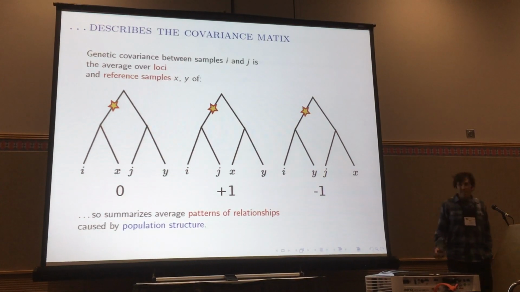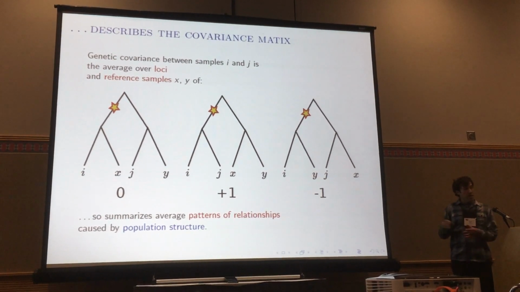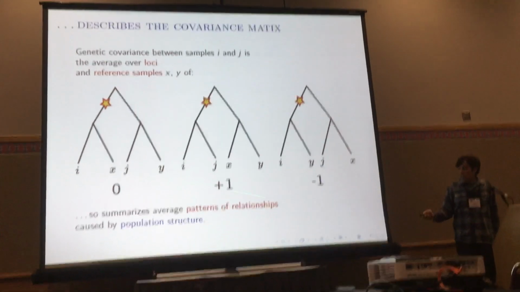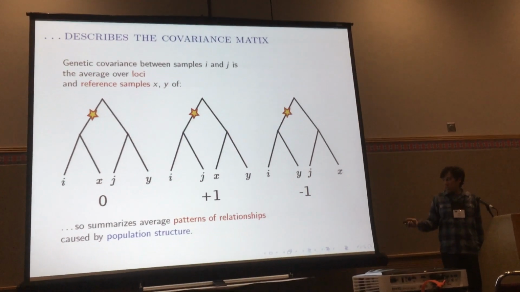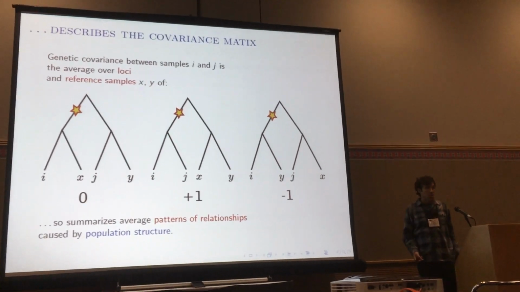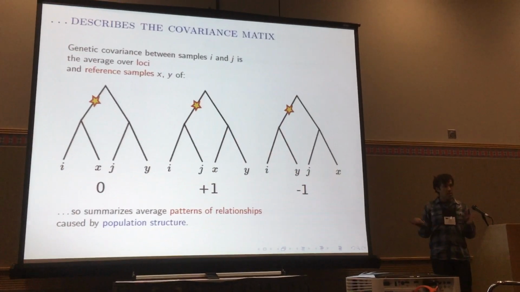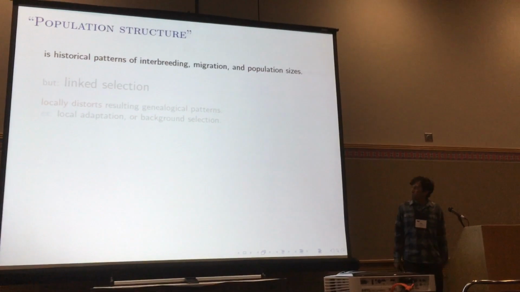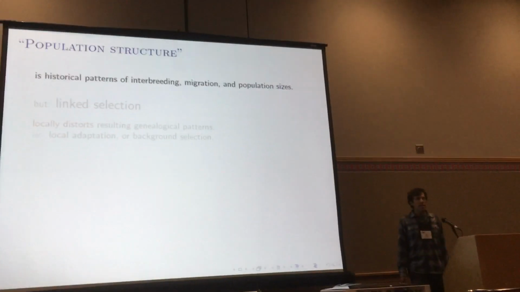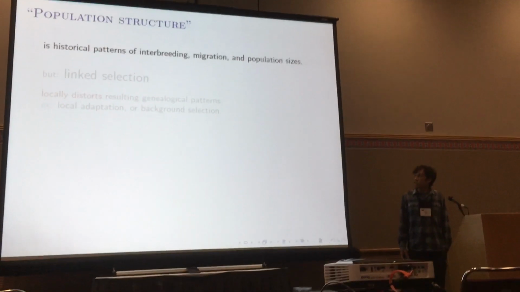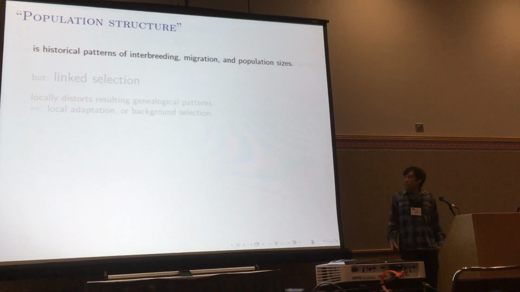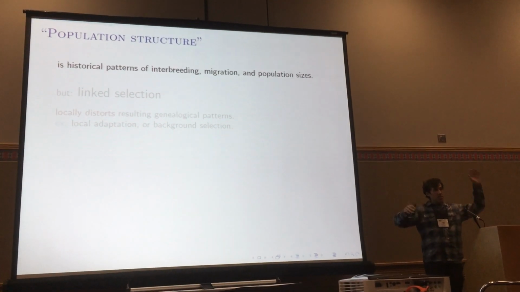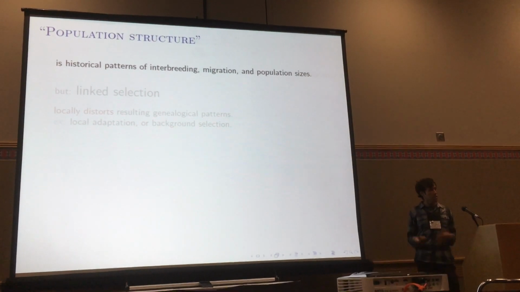Here I'm drawing something related to the local genealogical trees along the genome, and so this is somehow summarizing those trees, the average patterns of relationships along the genome. So that's somehow, in an inscrutable way, maybe summarizing population structure. And so, what is the population structure that we're trying to summarize? I believe what we mean is something to do with historical patterns of interbreeding, migration, population size changes, that sort of thing: demography.